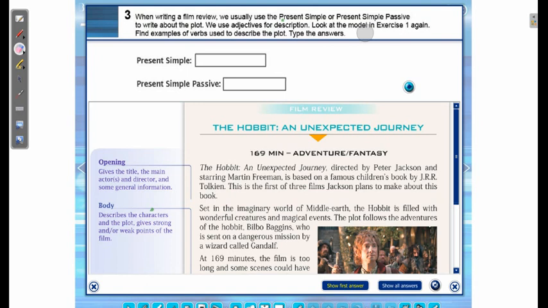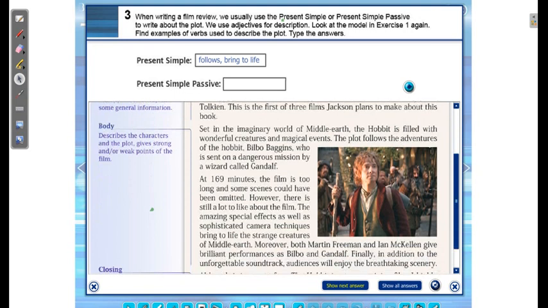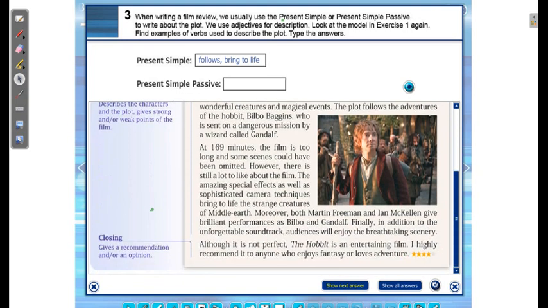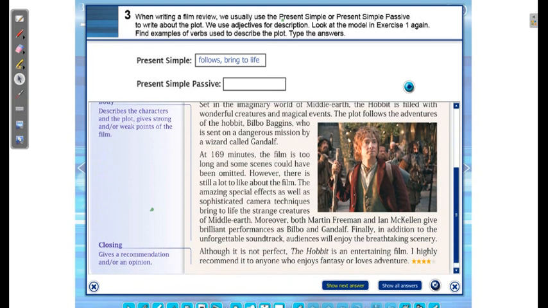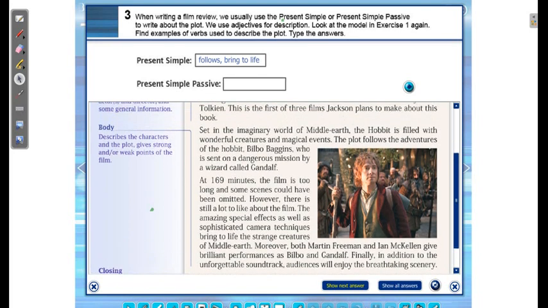Where is the present simple in this film review? Check and you'll find out that that's where we have the present simple, follows and brings to life. How about the present simple passive? Where can you find the present simple passive? Please take a minute. I'll give you 3 seconds. 1, 2, 3, 4, and 5. Yes, that's where it is.